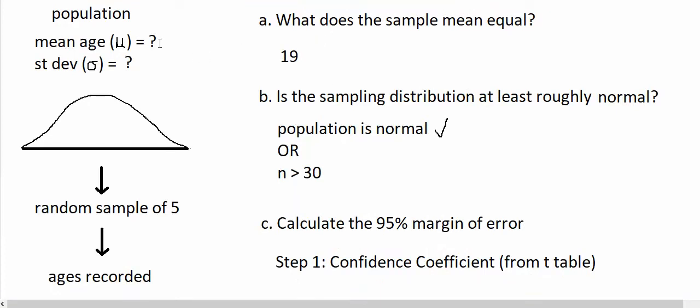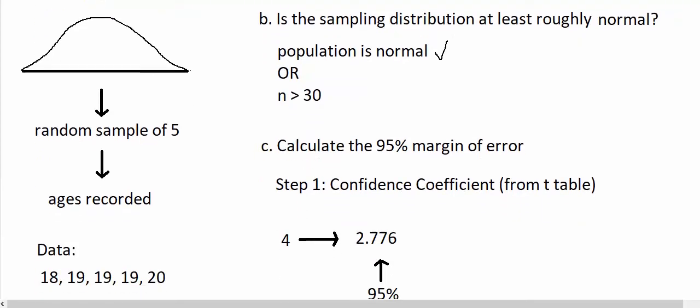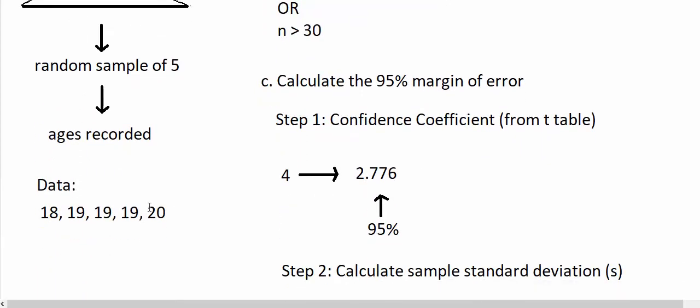This is the third type of confidence interval problem. It's a confidence interval for a mean, and the population standard deviation is unknown. It's unknown, that's why it's a question mark. We're taking a random sample of 5 people from the population, and we're recording their 5 ages.